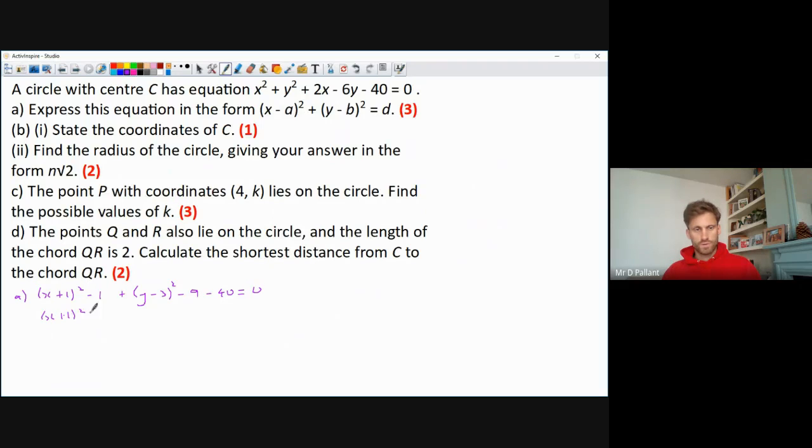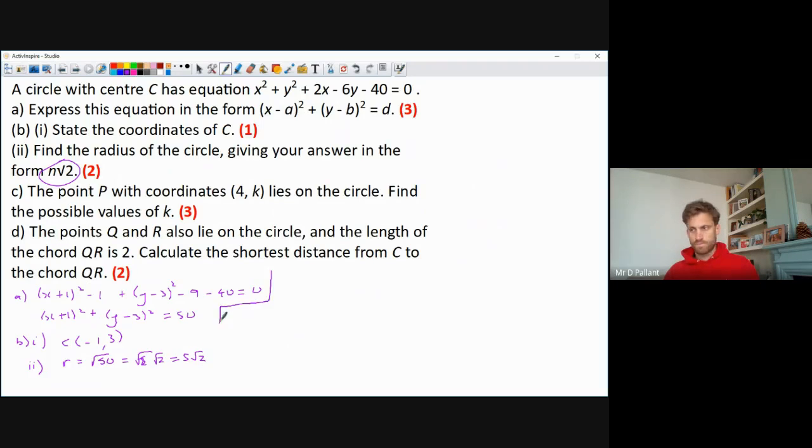So we've got x plus 1 squared plus y minus 3 squared, minus 50. So that's equal to 50. So part B, the centre of the circle must be at minus 1, 3. And the radius is the square root of 50. It specifically requests it in this format. So that's root 25 root 2, which is 5 root 2. Okay.